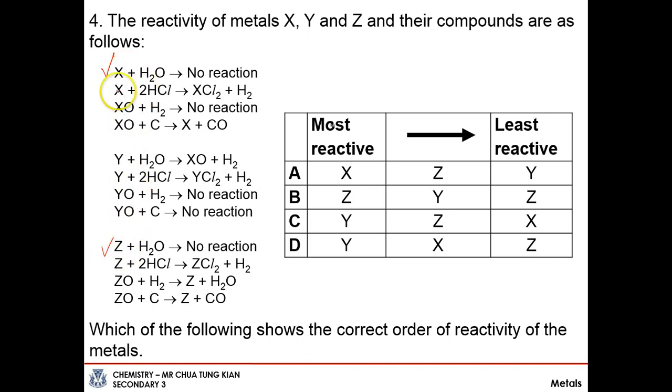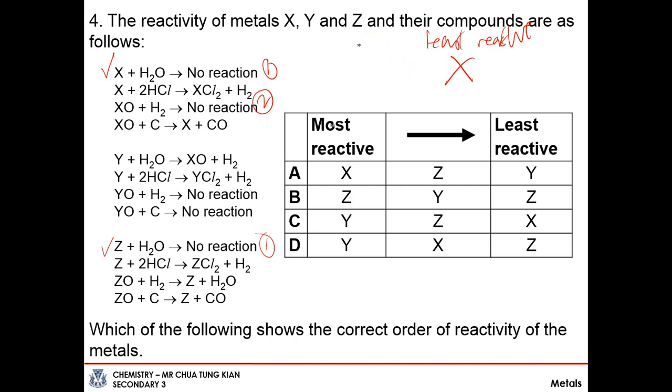So which one is more unreactive? Is it X or is it Z? So very simply, if you look through, there are two no reactions here and there's only one no reaction here, which means that X is the least reactive metal. So X is the least reactive metal.